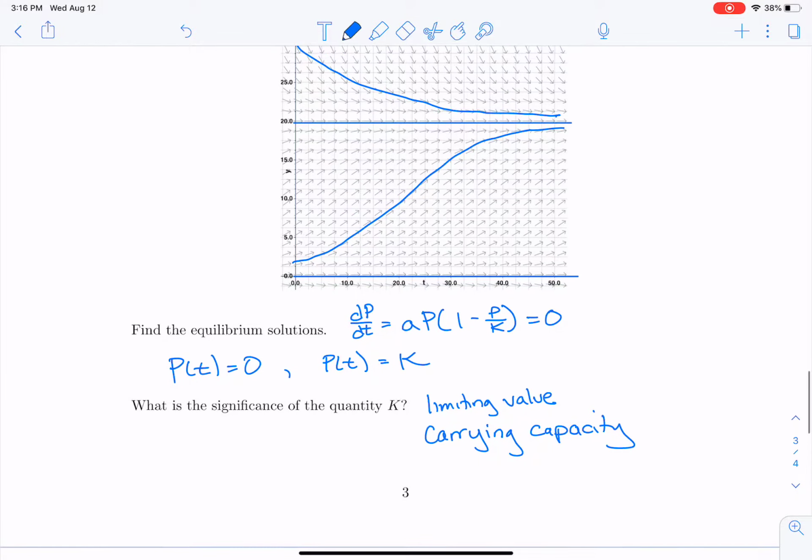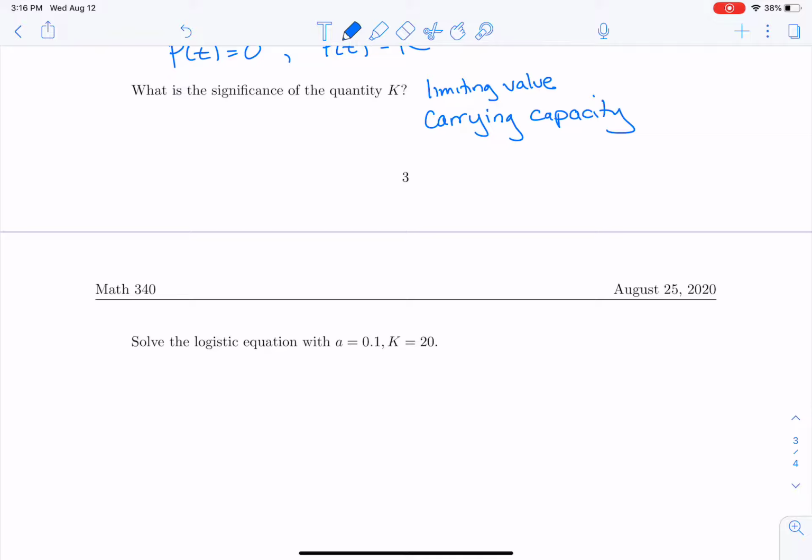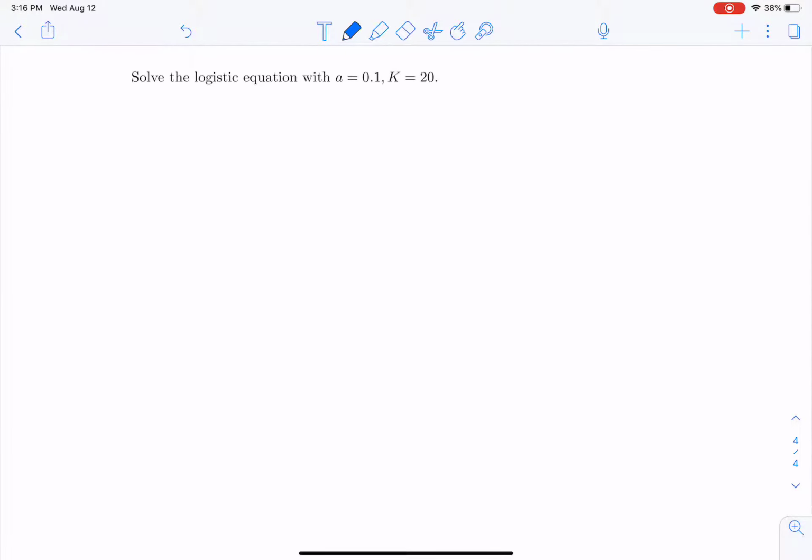Okay, so I want to finish by solving the logistic equation. So we're going to try to solve the logistic equation, and we're going to solve it with these two constants. a is 0.1, that's the growth rate, and then the carrying capacity k is going to be 20. So here we have dp dt is equal to 0.1 times p times 1 minus p over 20.